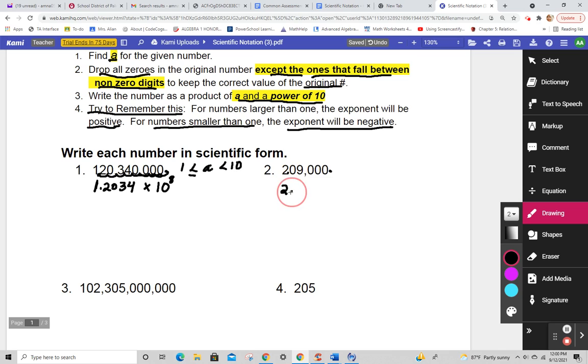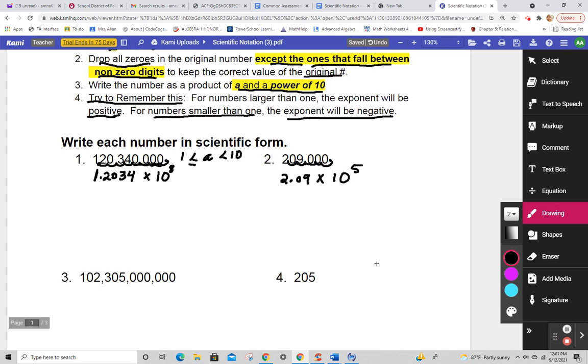So we're going to have 2.09 times 10 to some power. How do I know what the power will be? Well, I put the decimal here, but it's originally here. Let's see how many times we have to move to the right. 1, 2, 3, 4, 5. So 5 is our exponent. All right, let's keep going.